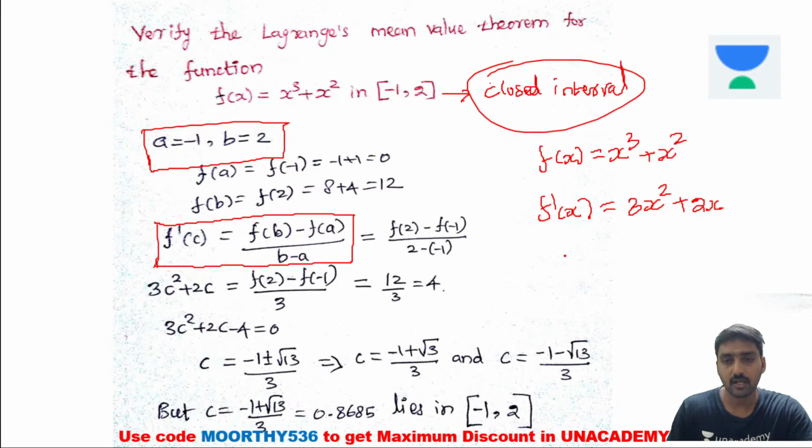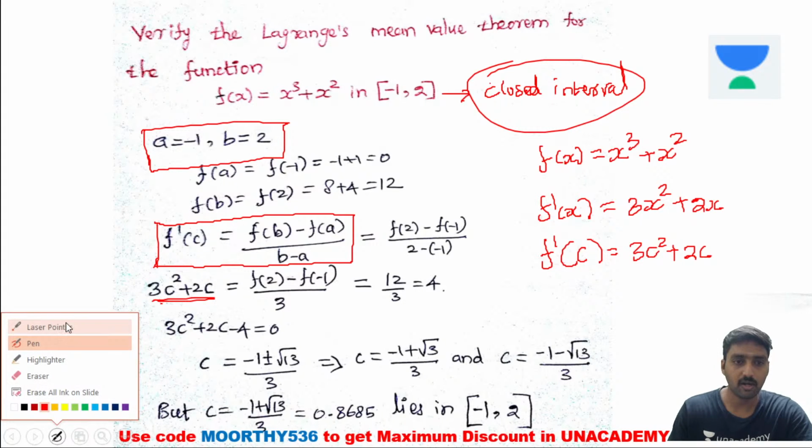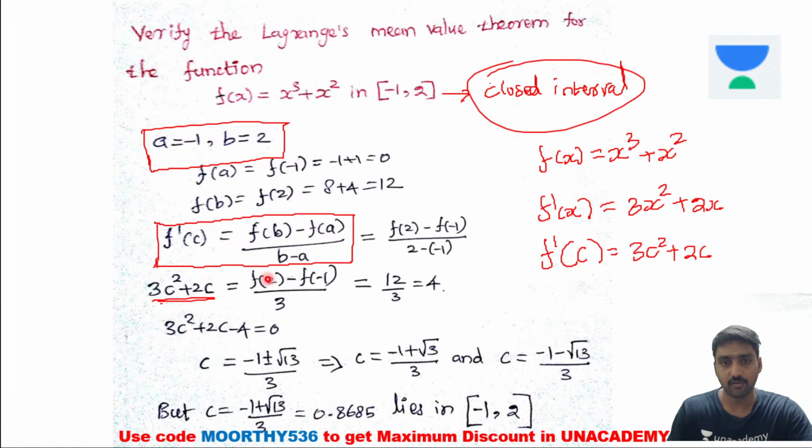Now instead of x, the intermediate point, we are going to substitute c. It's equal to 3c square plus 2c. So this is what we have substituted here, right? The point c we need to identify. Now f of 2 is equal to 12, minus f of minus 1 which is equal to 0, divided by b minus a. b is equal to 2, minus of minus 1. Now 12 divided by 3 is equal to 4. Now the value is 4.